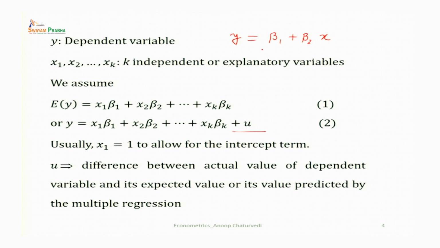So, basically we took x1 equal to 1 and x2 equal to x, and x1 equal to 1 means you get this intercept term here. So, we take x1 equal to 1 to allow for the intercept term. U is the difference between the actual value of the dependent variable and its expected value, meaning y minus the expectation of y gives you u. This is the predicted value of y using the regression, and this is the actual value of y. So, the difference between actual value and predicted value of y gives you the disturbance term or error term u.